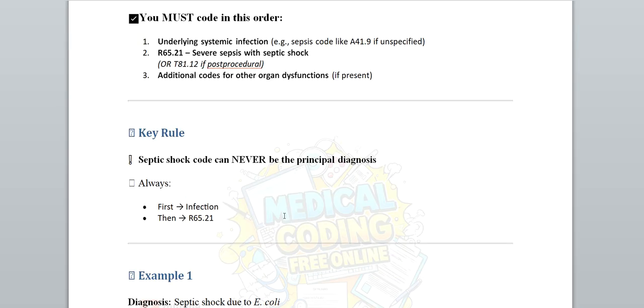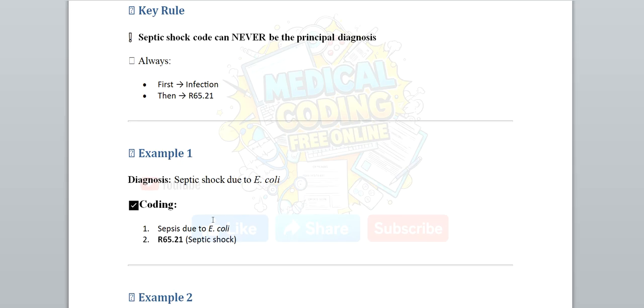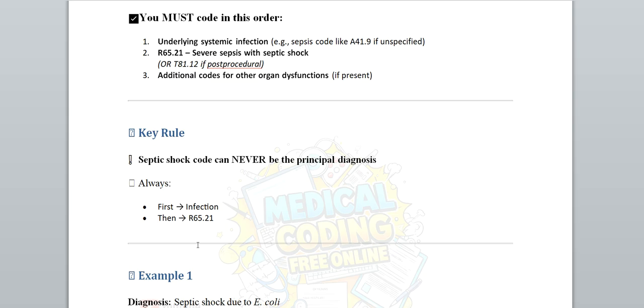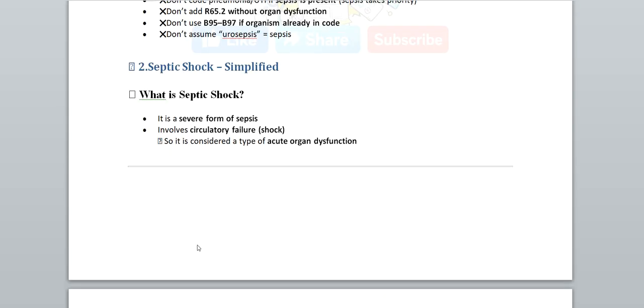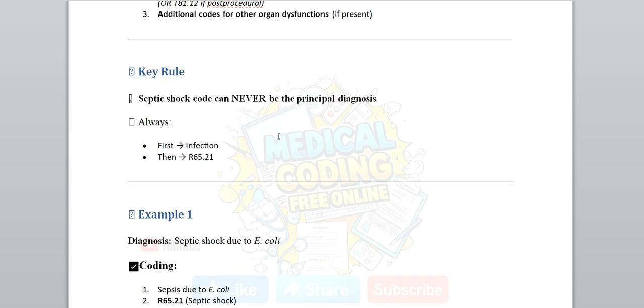So, key rule: septic shock can never be the first, principal diagnosis. So first the infection, then R65.21. Example, septic shock due to E. coli. So sepsis due to E. coli comes first, second is septic shock, R65.21. R65.21 is for septic shock.